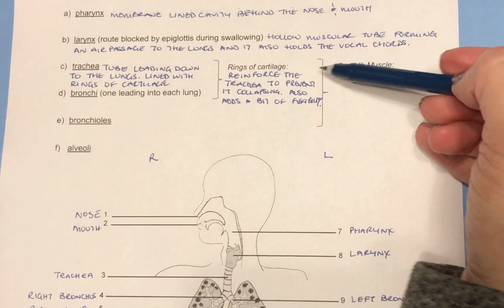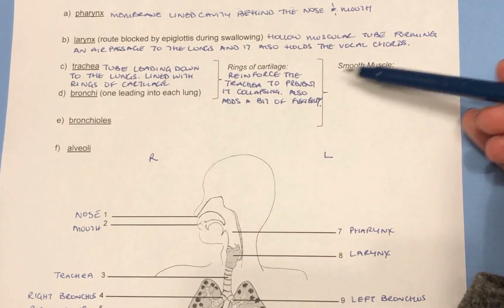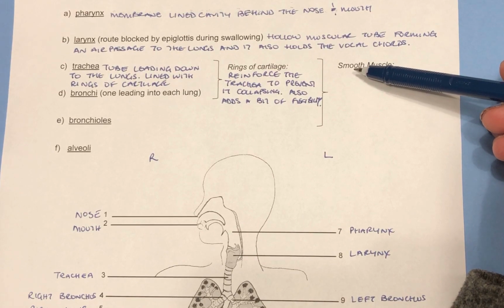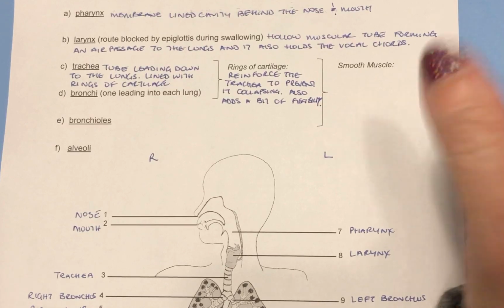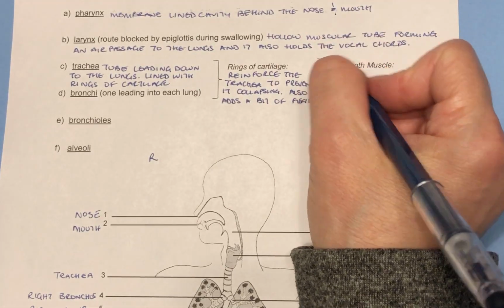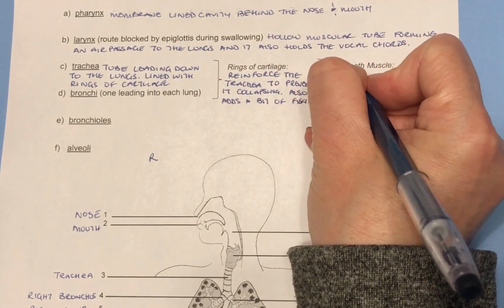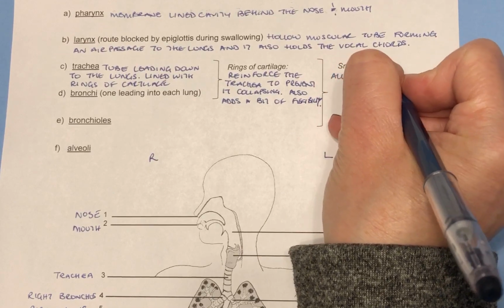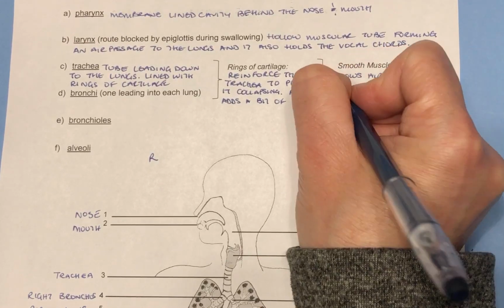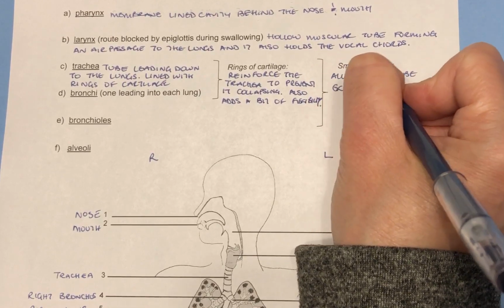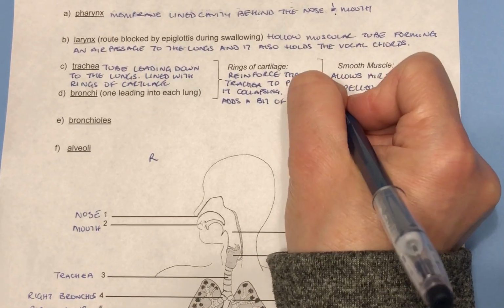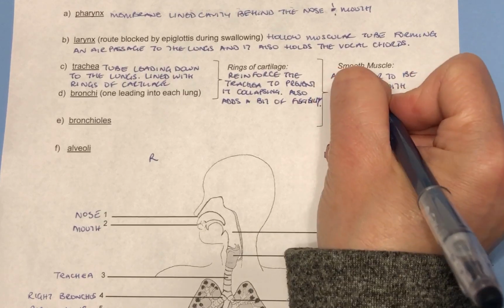Okay, now we also have smooth muscle down here, and this allows the air to be expelled with a bit more force, okay, because it gives it a bit of a thrust. So it allows air to be expelled with more force.